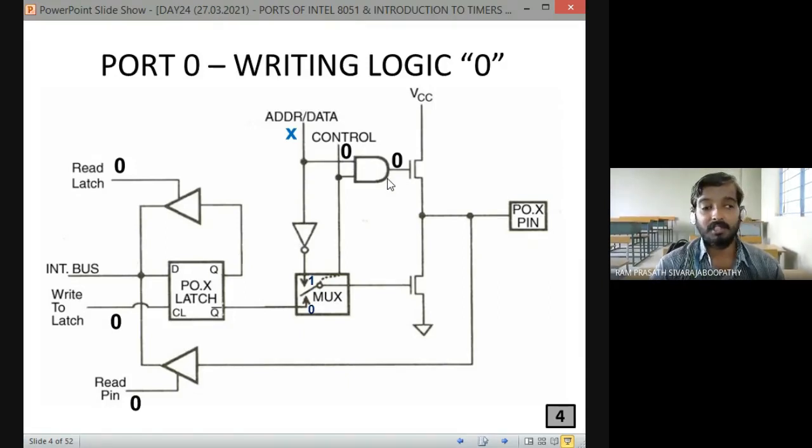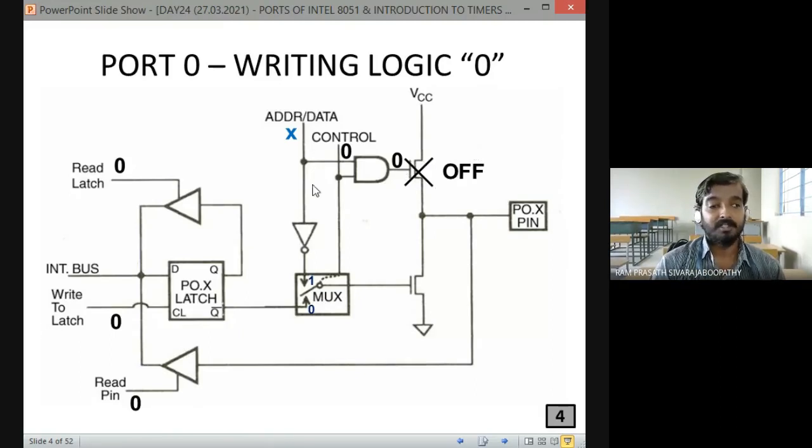What about the condition of the upper FET, the field effect transistor? As the gate is given 0, what about the condition of the upper FET? On state or off state? Yes, very good. It is in off state. So this path will get open.